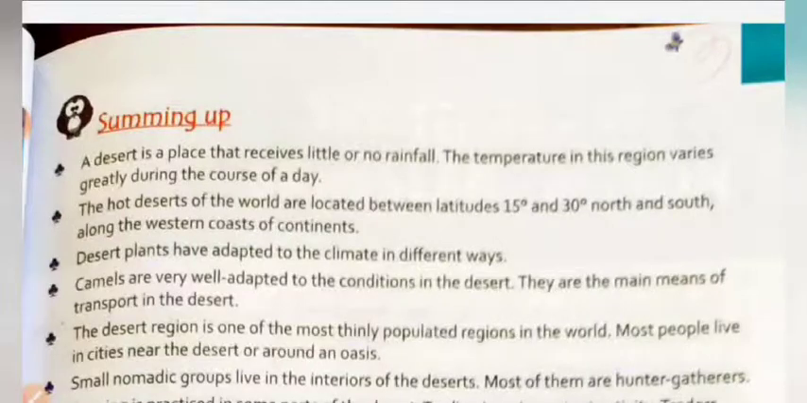The desert region is one of the most thinly populated regions in the world. Most people live in cities near the desert, around the oasis. So there is little population found in this region. Only a part of the population lives near the oasis, where the rivers flow.